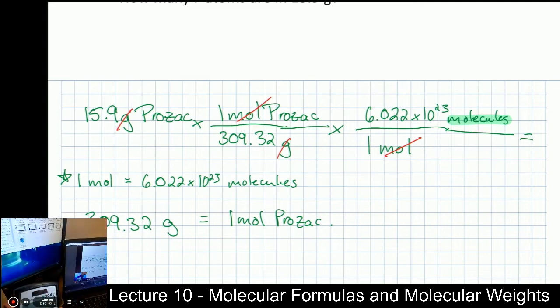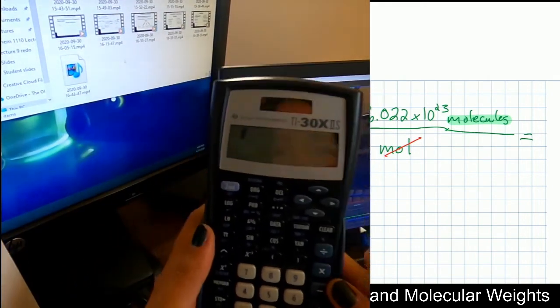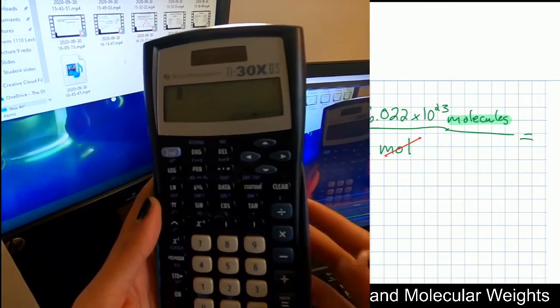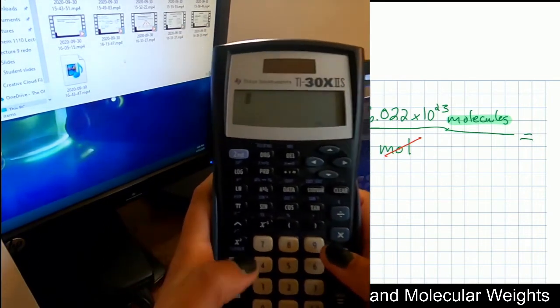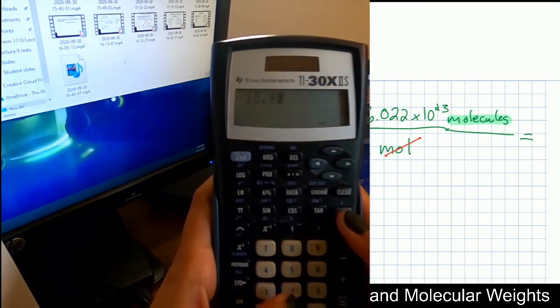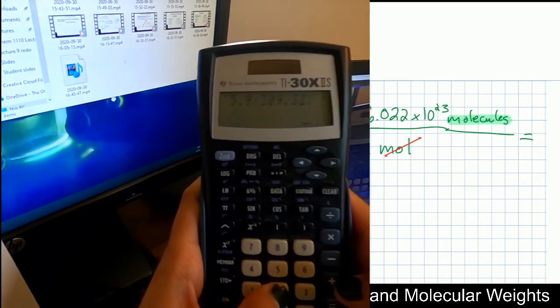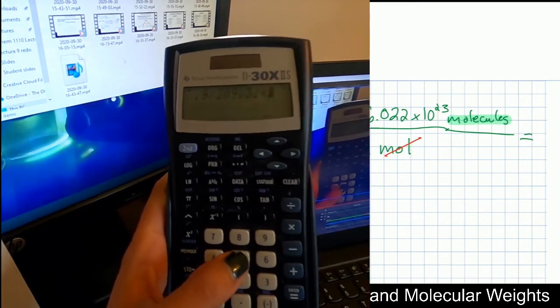Okay, I should probably make this bigger. All right, so I have this kind of calculator. In the midterm, I saw many of you had this kind of calculator. So I'm going to just go ahead and put those values in. So 15.9 divided by 309.32, and then times 6.022 times 10 to the 23.